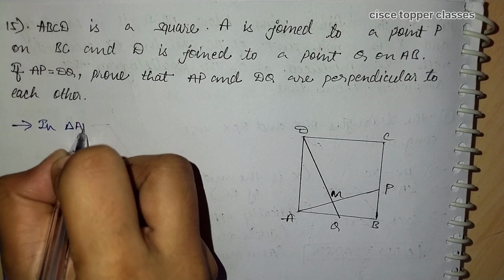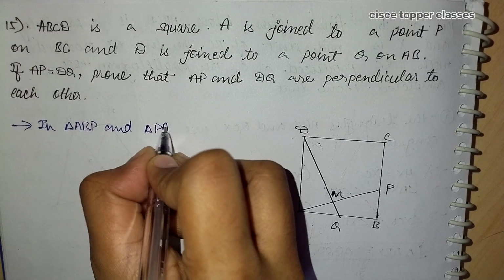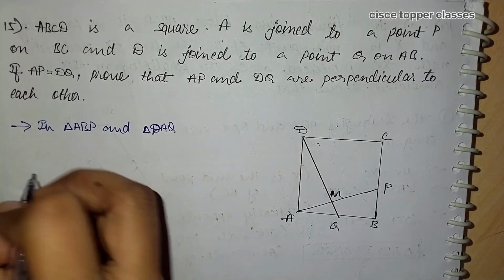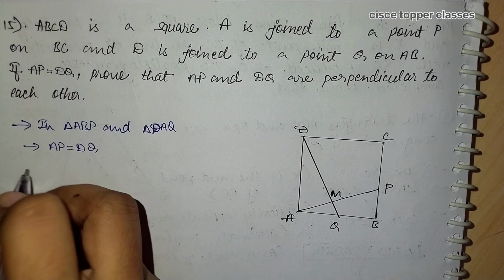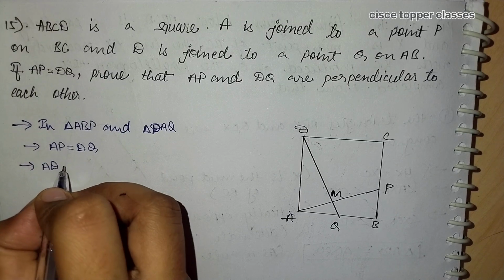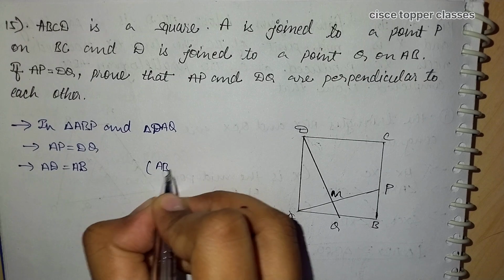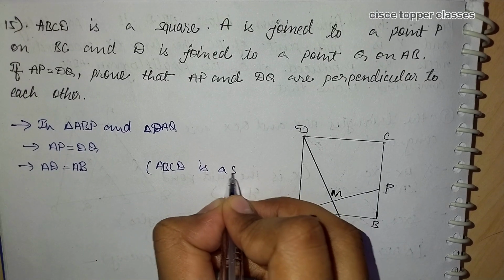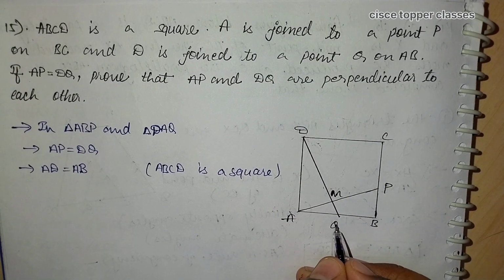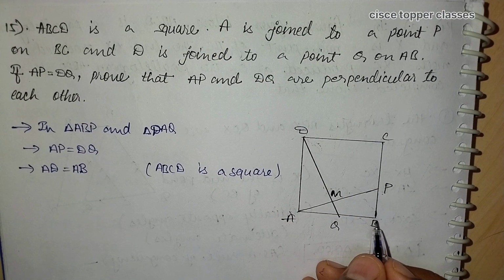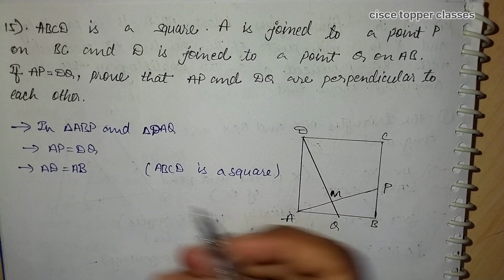In triangle ABP and triangle DAQ, we can simply write: it is given AP is equal to DQ, and AD is equal to AB because ABCD is a square. And from there, angle DAQ is equal to angle ABP, as both are 90 degrees because it is a square.